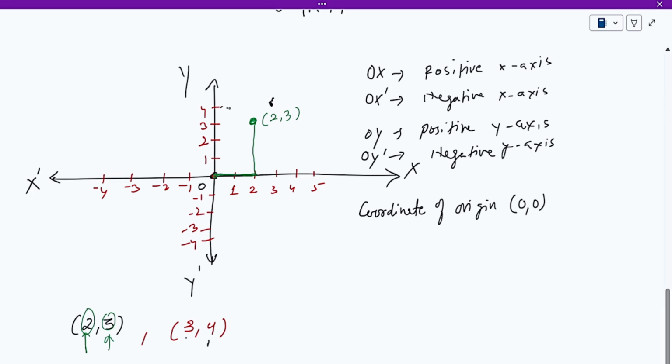So on x direction we have this much, on y direction we have this much. So this is nothing but 3 comma 4. This distance is along the x axis, and this distance is along the y axis. On the x axis we first write the x component, 3 units, and on the y axis we have 4 units. So this is representing the point 3 comma 4.